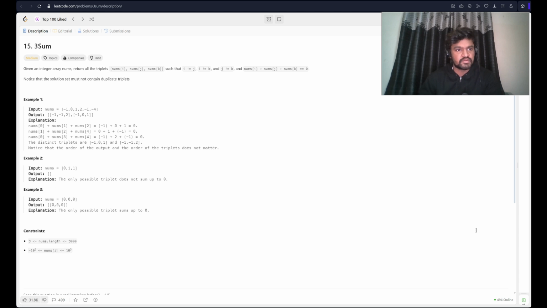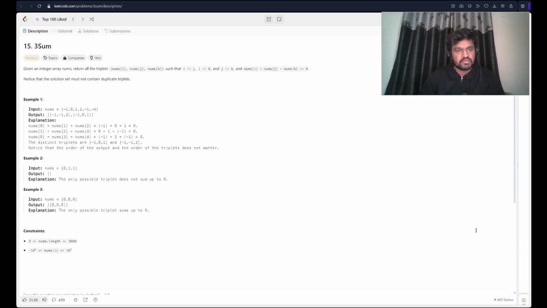Here, the description is: given an integer array nums, return all the triplets nums[i], nums[j], nums[k] such that i is not equal to j, i is not equal to k, and j is not equal to k, and nums[i] plus nums[j] plus nums[k] equals 0. Notice that the solution set must not contain duplicate triplets.